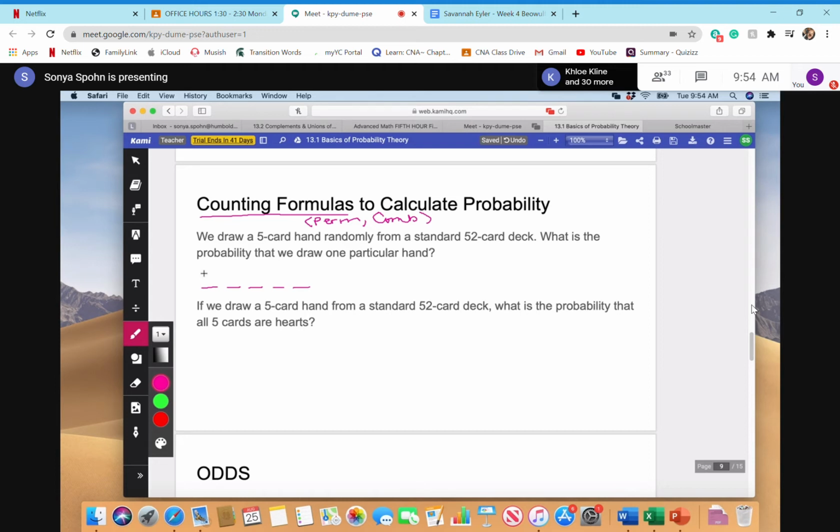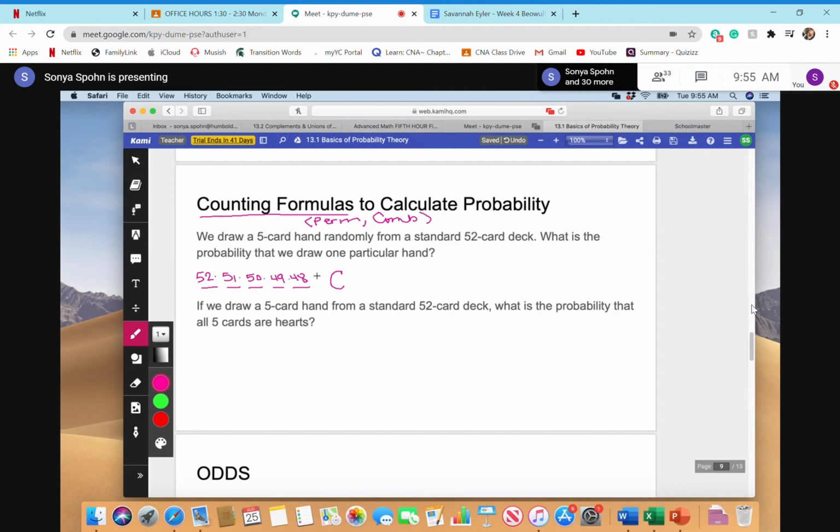So if we just put a deck of cards down on the table and picked 1 card, we would first have 52 options of different cards. Then we would have 51, right? And then we would have 50, and then 49, and then 48. Okay, and then we would multiply all that together. And when we do that, that's called a combination. Okay, because it's random, there's no particular order.